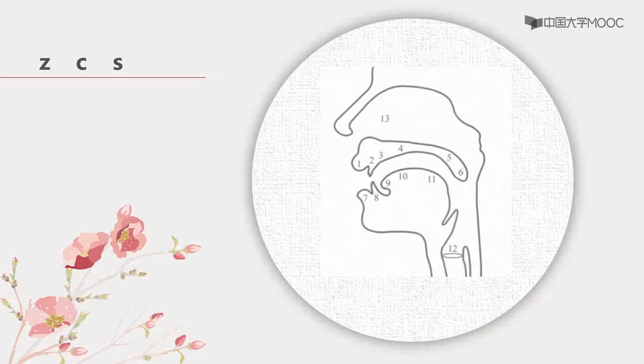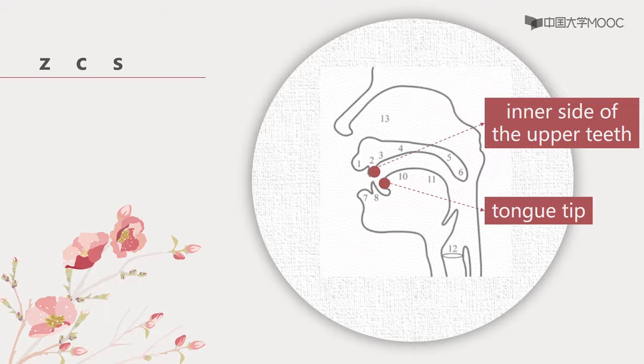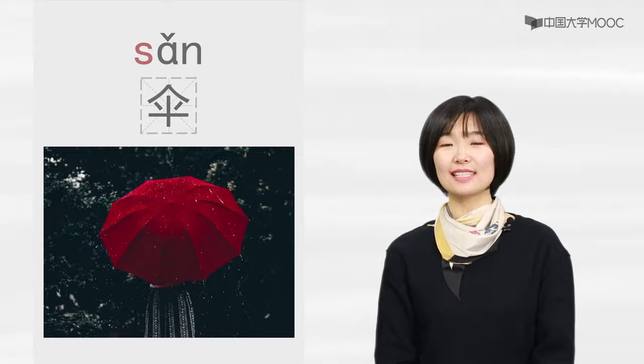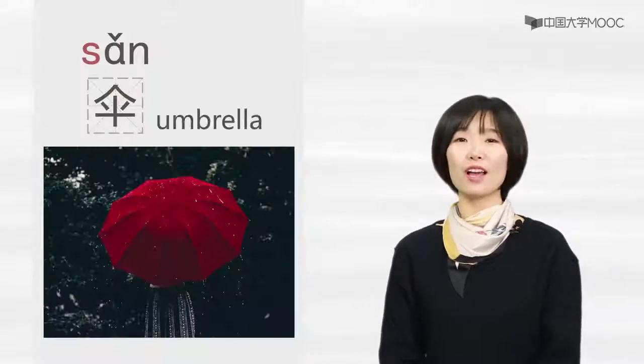These 3 initials are pronounced slightly further forward in your mouth than 知, 吃, 是, 日. They require coordination between the tongue tip and the inside of the upper teeth. First, 丝. That sounds like s in the English word student. Yes, 丝. 丝, s. It's raining outside. Do you have an umbrella? No, I don't. So you need the Chinese word 伞, san. What does that mean? Umbrella. 伞.